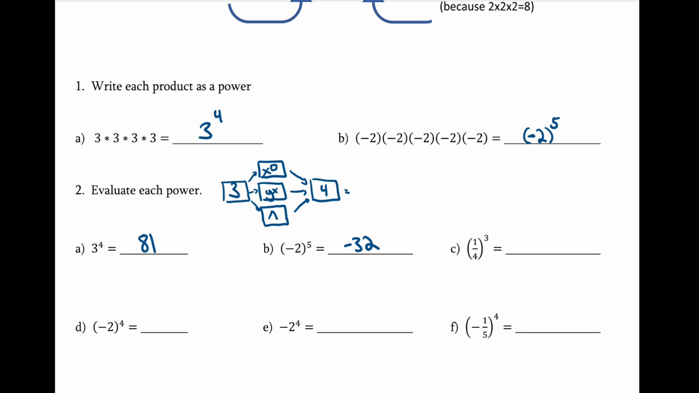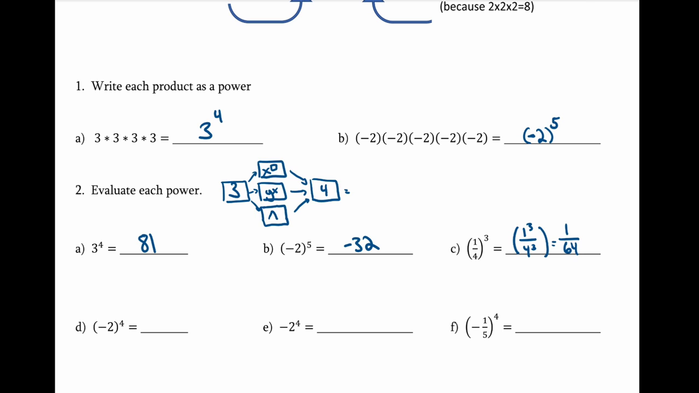1/4 to the power of 3. So when we have a fraction, what we can do is each part of the fraction has that exponent added onto it. So 1 to the power of 3 and 4 to the power of 3. And I can simplify this to be 1 over 4 to the power of 3, which is 64.